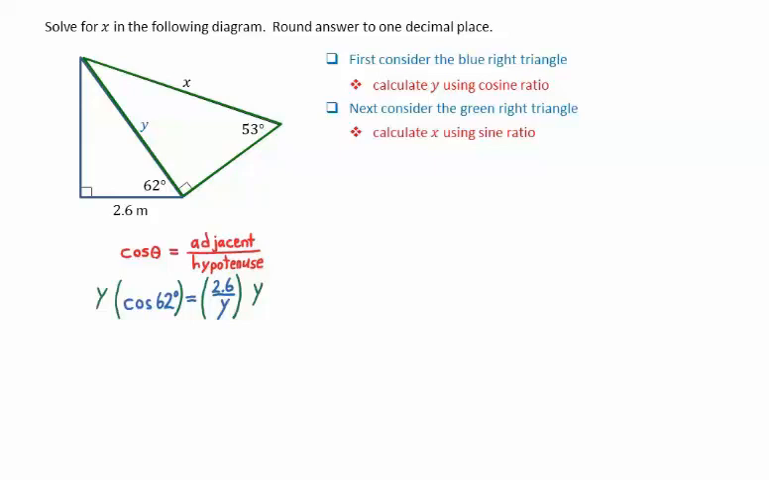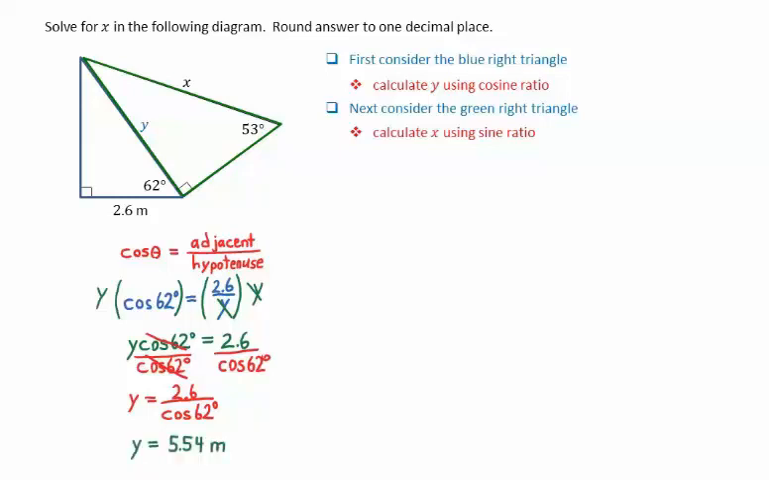We can do this first by multiplying both sides by y to remove the fraction. We get y times cosine 62 degrees equals 2.6. We can then divide both sides by cosine of 62 degrees. This leaves y by itself as 2.6 divided by cosine 62 degrees. Plugging this into a calculator gives y equals 5.54 meters.